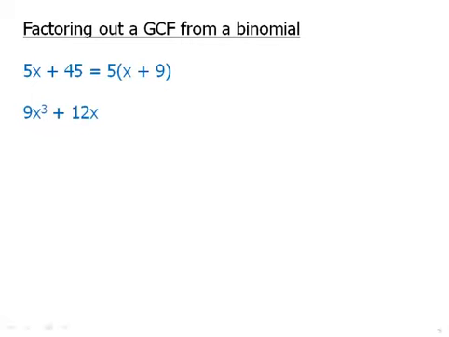Here's another binomial. This one is a cubic binomial. Here we can factor out both a 3 from the coefficients. 3 is the greatest common factor of the coefficients. And also, because we have 3 factors of x in the first term and 1 factor of x in the second term, we can factor out an x. So we factor out 3x, and that leaves us in the first term with 3x squared, and in the second term it leaves us just with 4. So that is a totally factored expression.